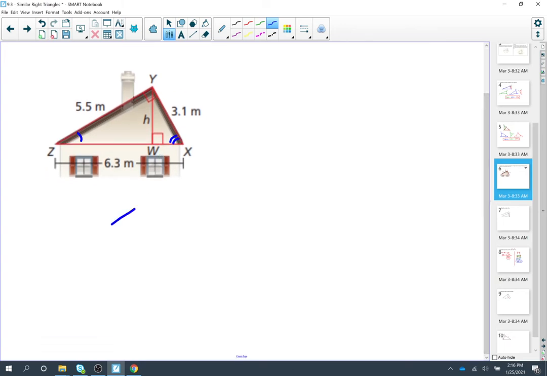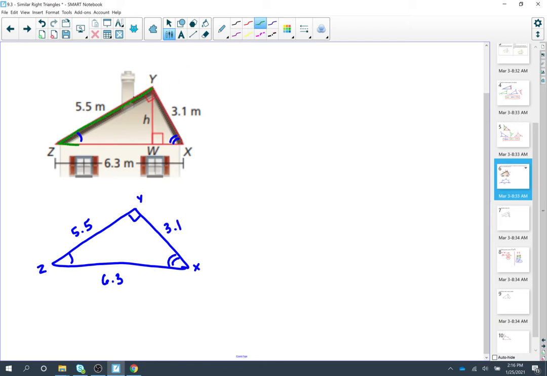So down here, we have Z, we have Y, we have X. Y is our 90, this is our 1, this is our 2. Then I'm going to label. I know that this side is 5.5. I know that the entire bottom is 6.3, and I know the side over here is 3.1.